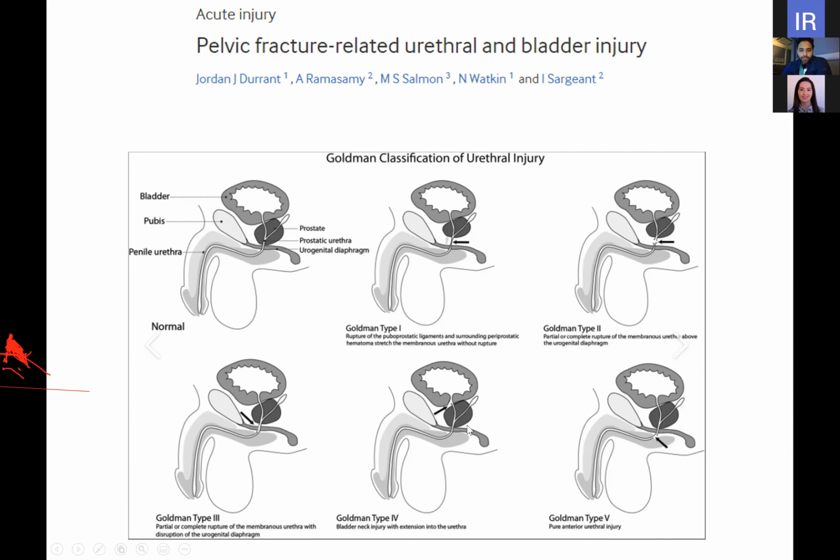And grade 4 is a rupture at the neck of the urinary bladder. And here, grade 5 is a rupture below the urogenital diaphragm. So this is just purely anterior urethral injury involving the bulbous urethra.